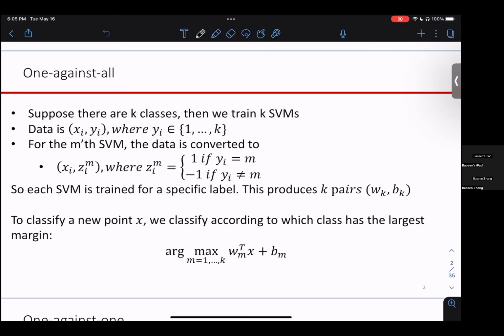And then at the end, for each x, you look at all your SVMs, look at all these functions and just pick the largest one. So this is how you do it if you have more than 2 classes. Instead of asking, is it 0, 1, 2, 3, 4, you ask, is it 0 or not 0? Is it 1 or not 1? Is it 2 or not 2? And at the end of the day, you pick the most confident one, where this thing is the largest. So this is one against all.